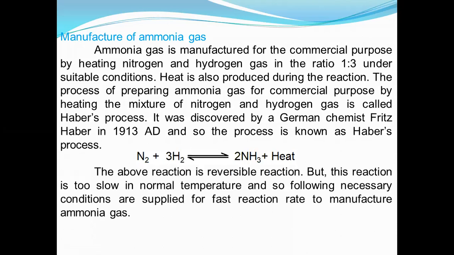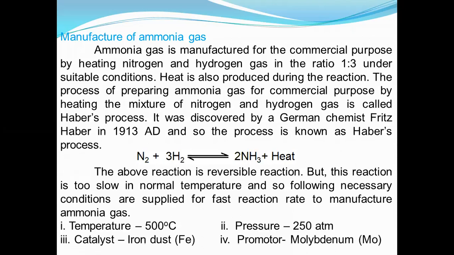So this arrow represents a reversible reaction. The above reaction is a reversible reaction, but this reaction is too slow. Not only reversible, too slow. If you are going to perform this preparation of the gas at normal low temperature, then it's too slow a reaction. But we require a large amount of ammonia gas, and that's why for large scale we require some conditions.